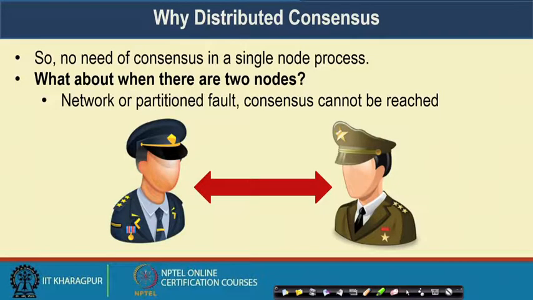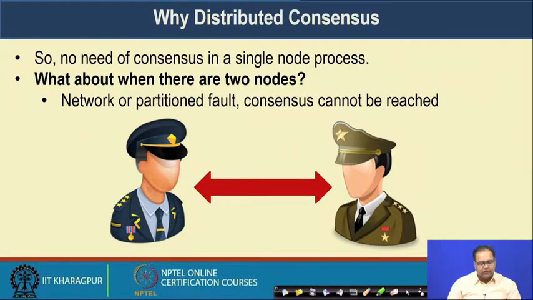Well, we have looked into that we do not need a consensus in a single node process, but when there are two nodes, if there is a fault, if the network is faulty, or even if there is a crash fault, or even if a node behaves maliciously, you cannot reach consensus. To reach consensus, you always require more than two nodes.